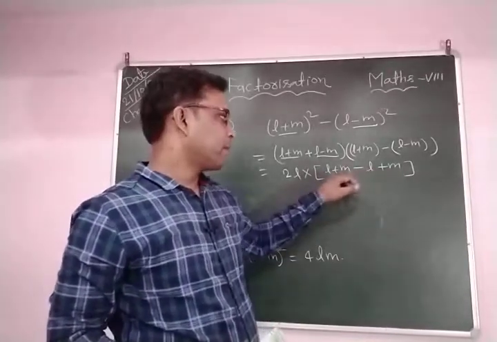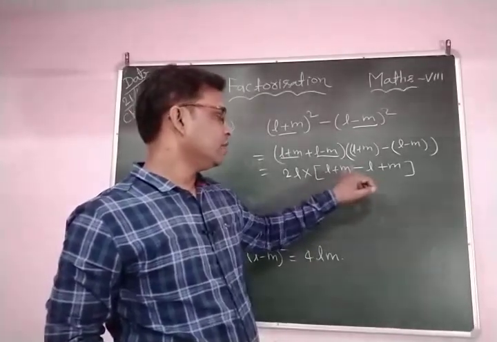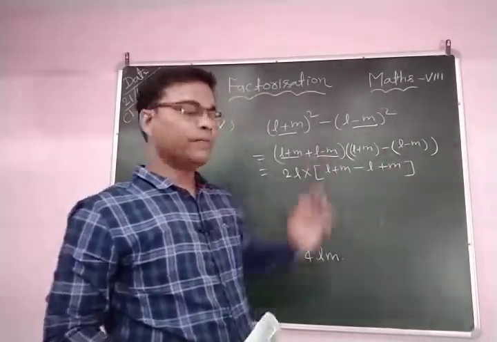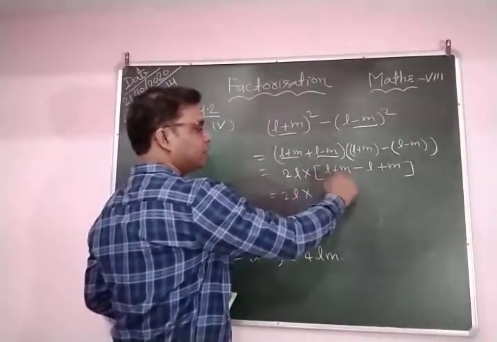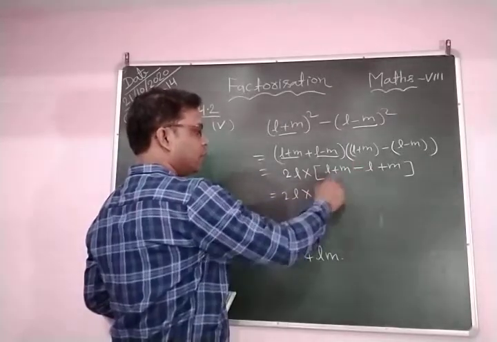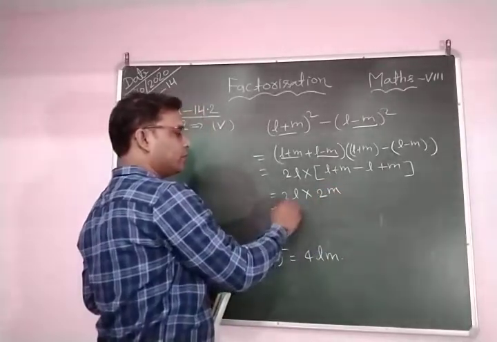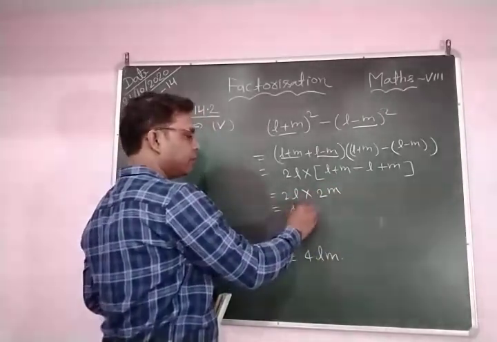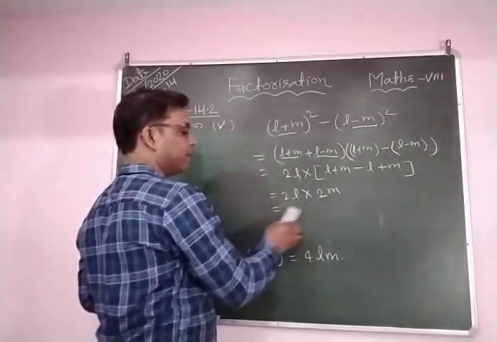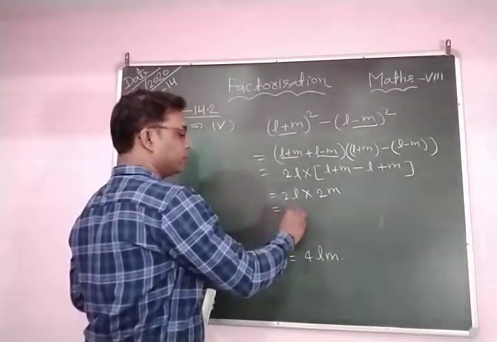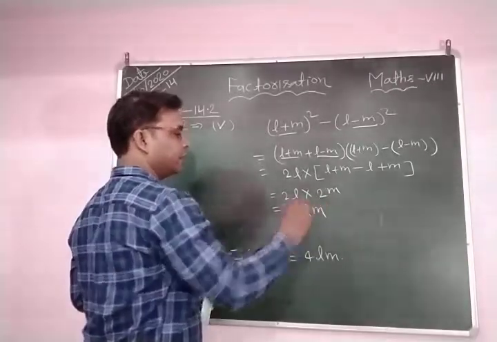So here you can see l plus m minus l plus m. So l minus l becomes 0. Then you have only m plus m, which is equal to 2m. So in this way you have 2l in the first bracket, and in the second bracket l minus l is 0 and m plus m is 2m. So 2l into 2m is equal to 4lm. Okay, both are same. Here we have 2 into 2, 4lm.